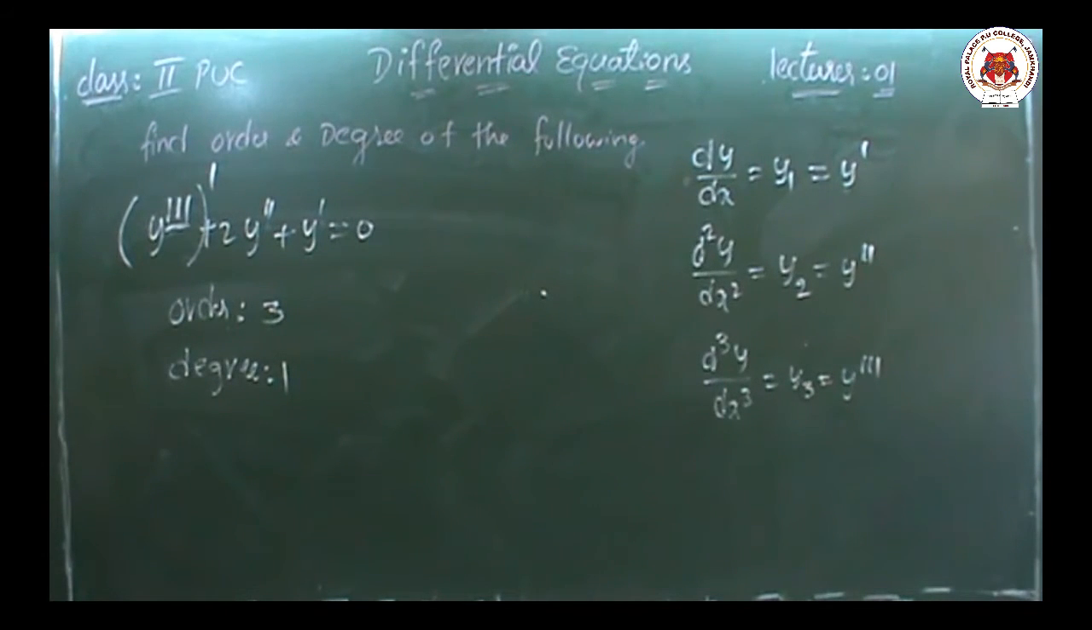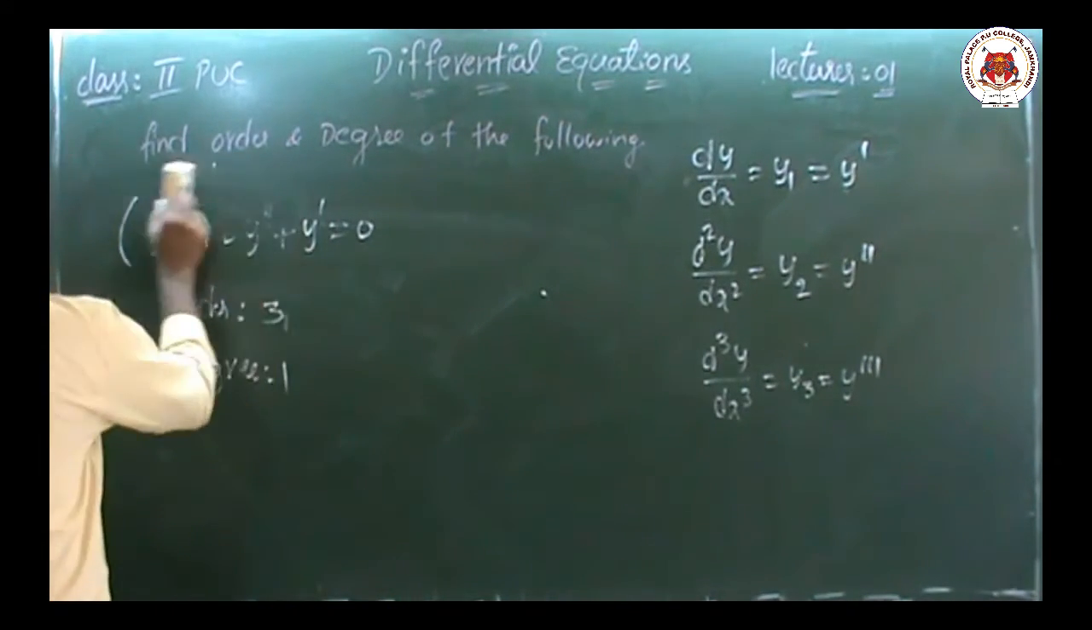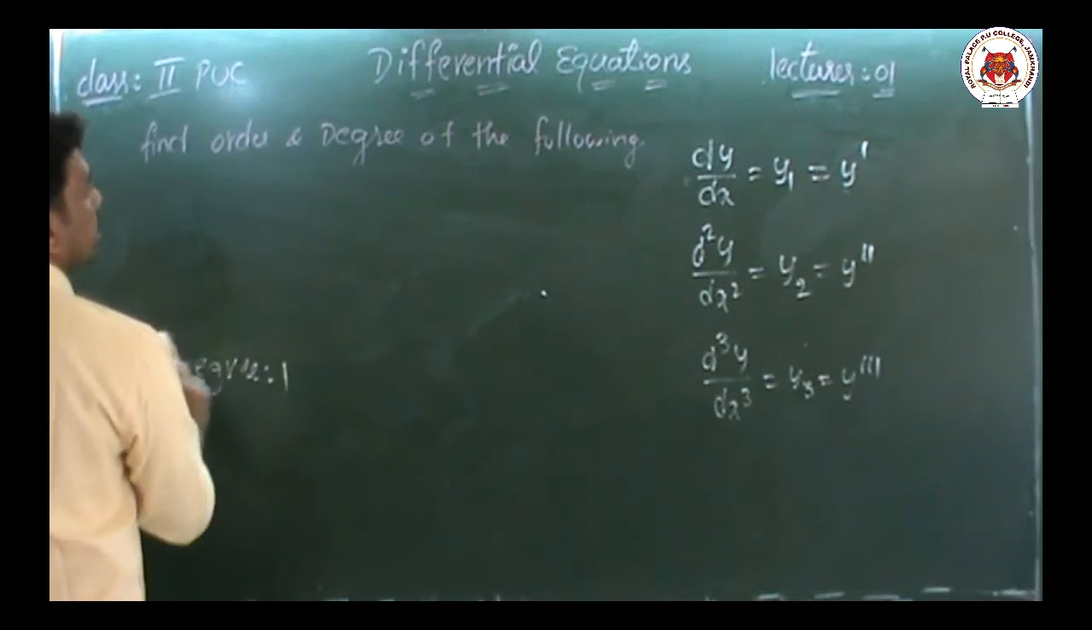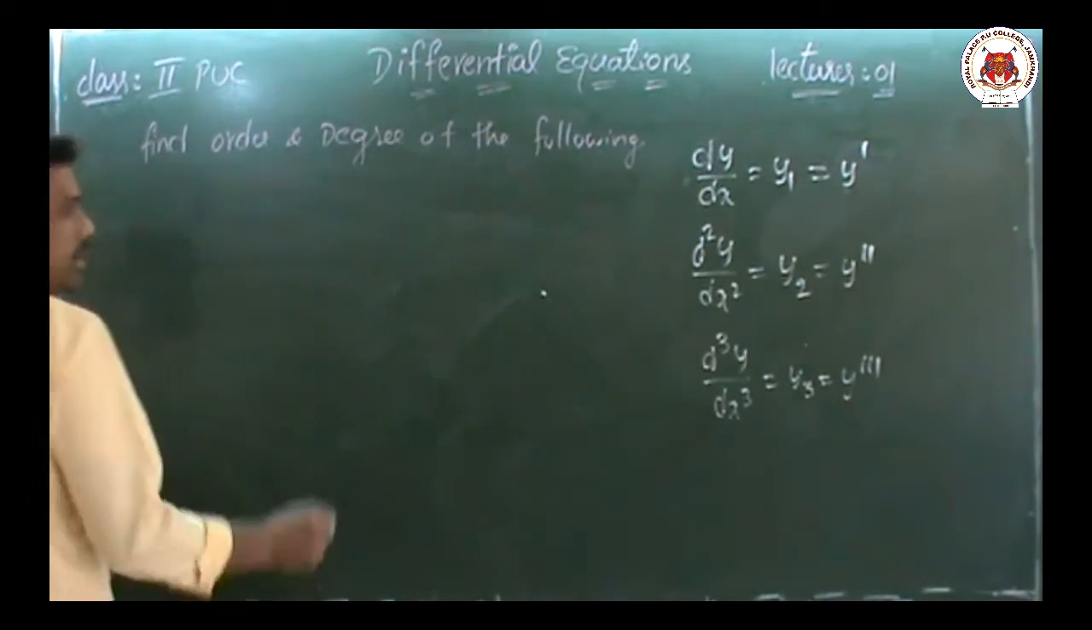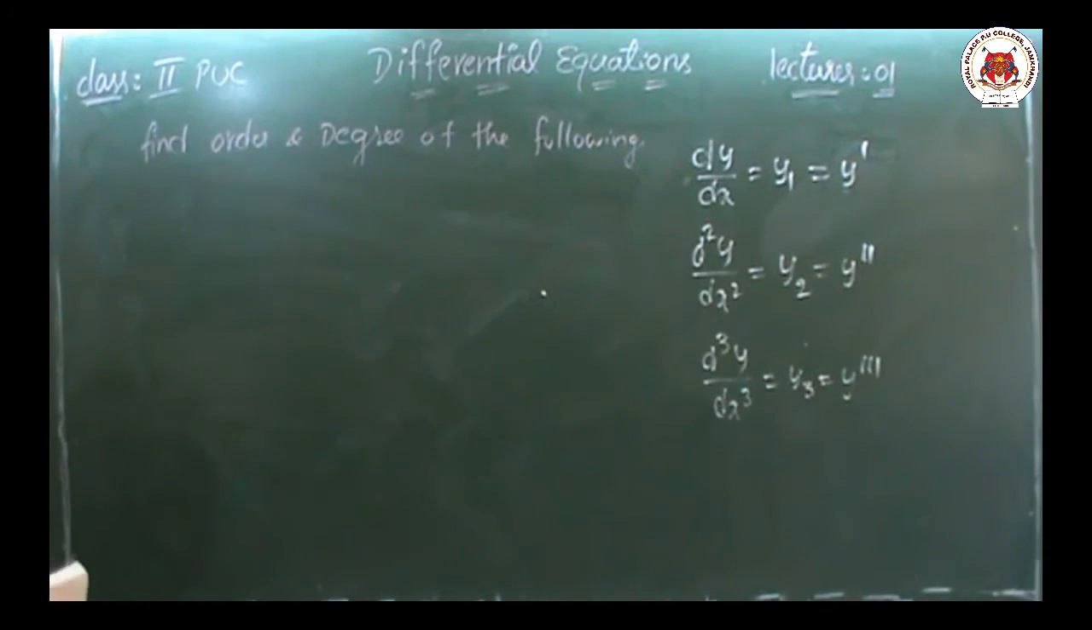So my dear friends, compulsory 1% in CET on this order and degree concept. And in JEE also, there are more chances of questions coming a large number of times.